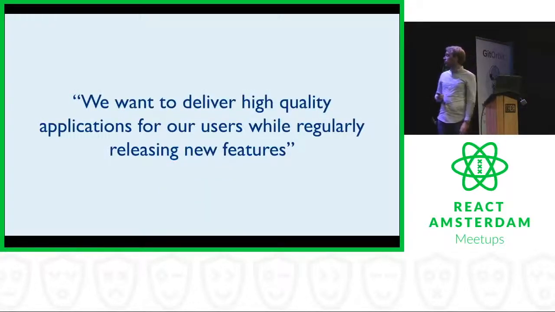What do we want at ANWB? Our stakeholders want this. They want us to deliver high quality applications for our users while regularly releasing new features, which is basically, I think, what every one of your stakeholders wants from you. So nothing new there. But how do you do that? How do you get to that point that you can deliver high quality and still keep a nice pace with delivering new features? One of the things you can do to make that happen is to have a code base with a lot of tests.